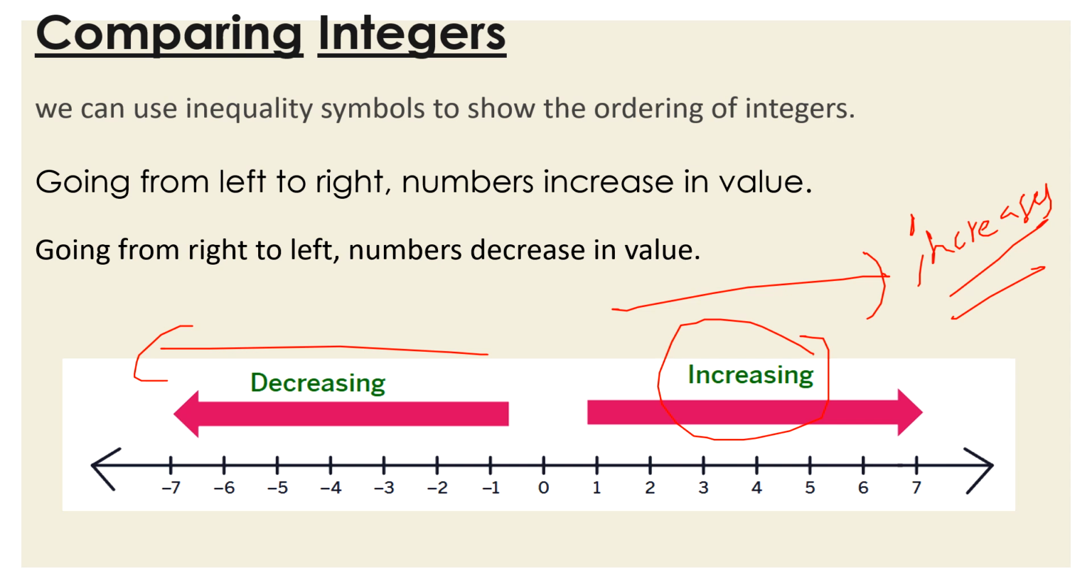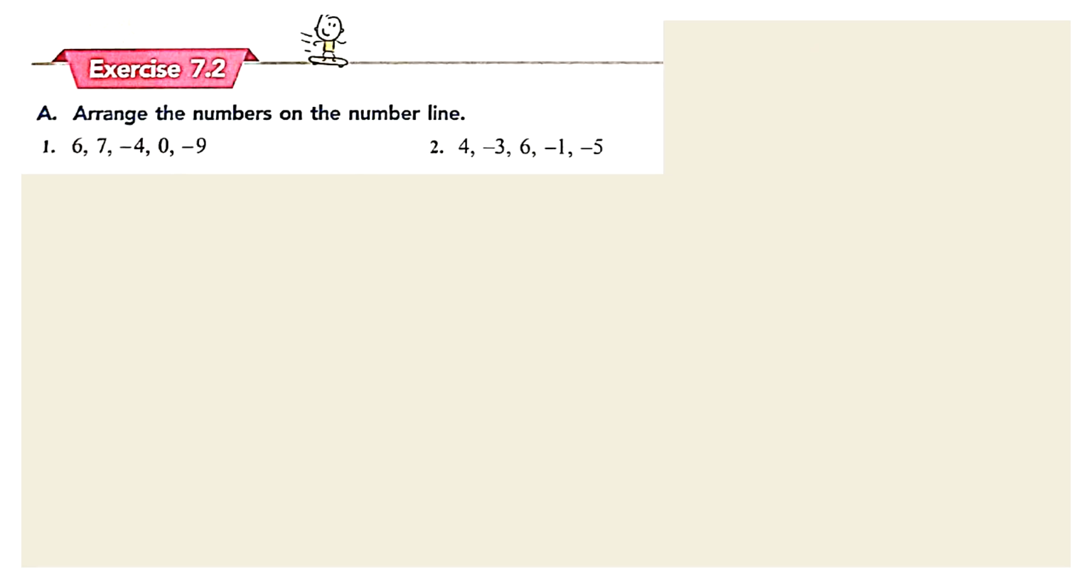Whatever is on the right side, if we are comparing something, always keep in mind it will always be bigger. For example, if this is minus 4 and this is minus 3, and they are asking you to compare this, you see minus 3 is to the right of minus 4, isn't it? So minus 3 is greater than minus 4. This is simple logic that you have to use here. So here, arrange the numbers on the number line. This is going to be a number line question.